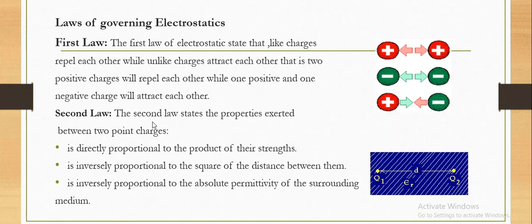Then second law. The second law states that the force exerted between two point charges is directly proportional to the product of their strengths, is inversely proportional to the square of the distance between them, and is inversely proportional to the absolute permittivity of the surrounding medium. So these are the two laws that govern electrostatics.